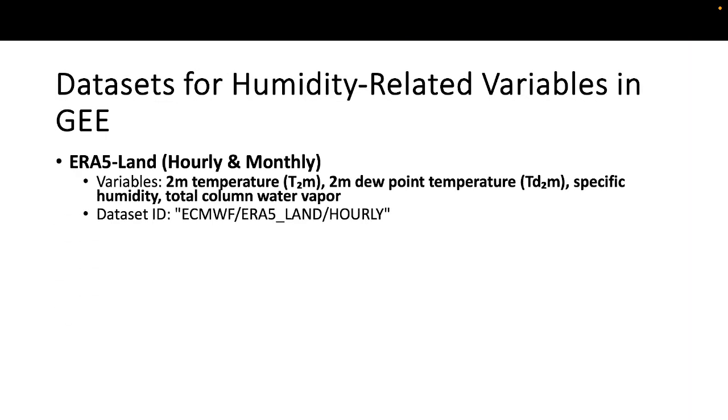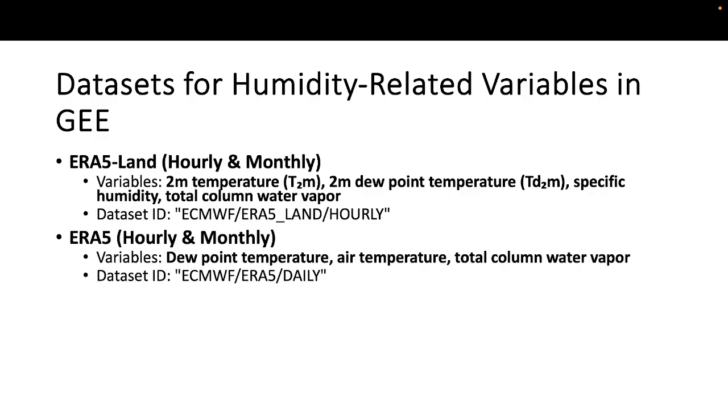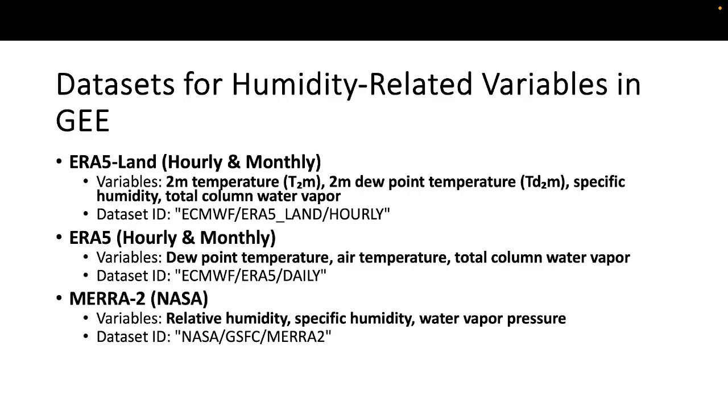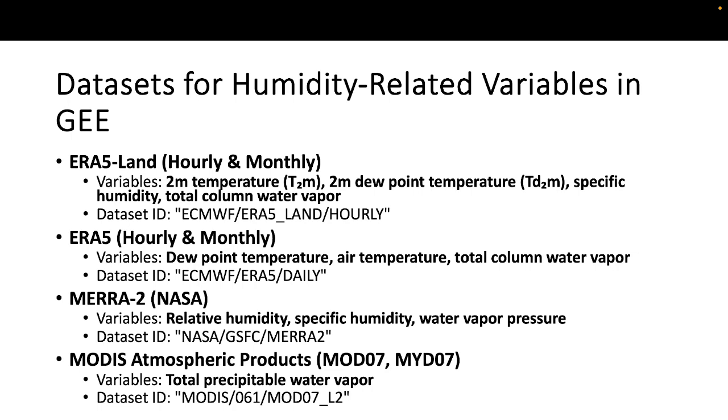First of all, you can see this type of data we can easily get for humidity-related variables, such as ERA5-Land hourly and monthly. We can easily find the 2 meter temperature, 2 meter dew point temperature, specific humidity and total column water vapor, as well as ERA5 hourly and monthly. We also get this type of humidity-related data. We also find that from NASA MERRA, we can get the relative humidity, specific humidity, water vapor pressure, and also the MODIS atmospheric product, total precipitable water vapor.